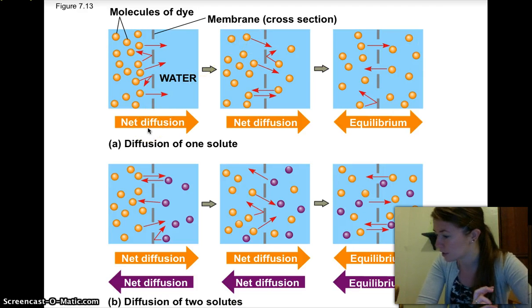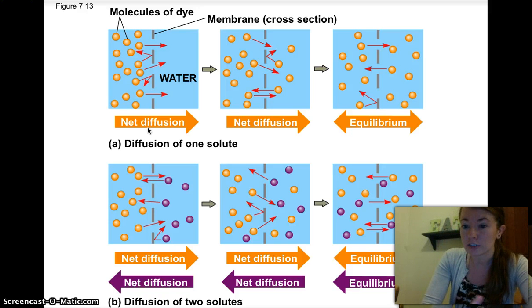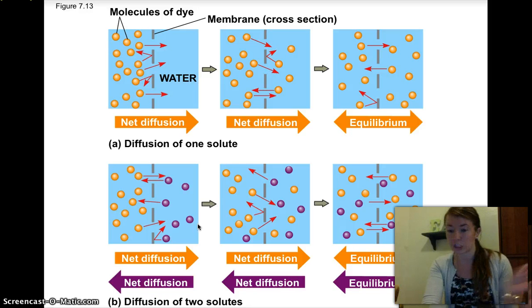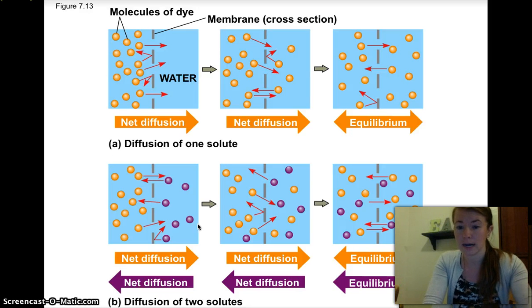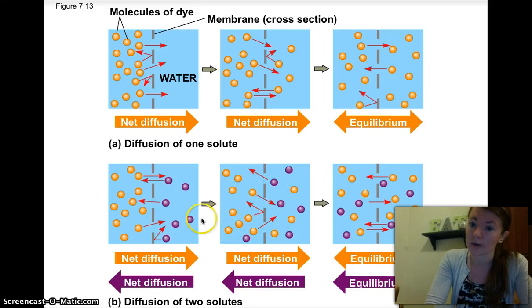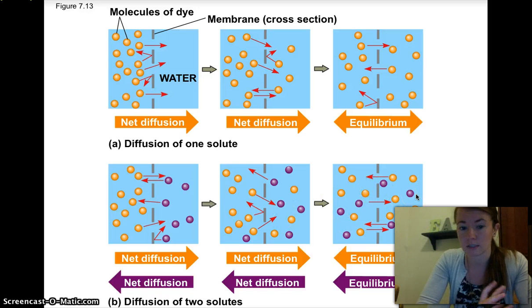And this can happen with also two solutes, okay? So each solute only cares about its own concentration gradient. So this dye right here, the orange dye, only cares about its own concentration gradient. And this one right here only cares about its own concentration gradient. So even though there's more orange dye molecules than there are purple, that doesn't matter. The orange is still going to move right and the purple is still going to move left until they're both at dynamic equilibrium. So over here, now we look pretty spread out, except you can see there's still so many more purple over here than there are over here and more orange over here than over here. So they're still going to keep moving until they're both equally spread out across the selectively permeable membrane. And now they're both at dynamic equilibrium.